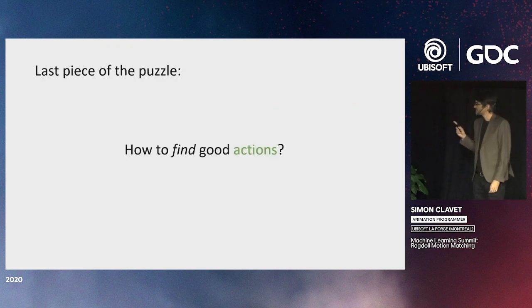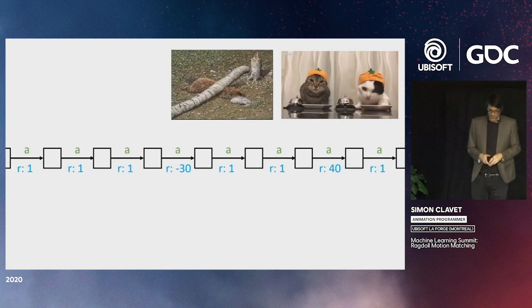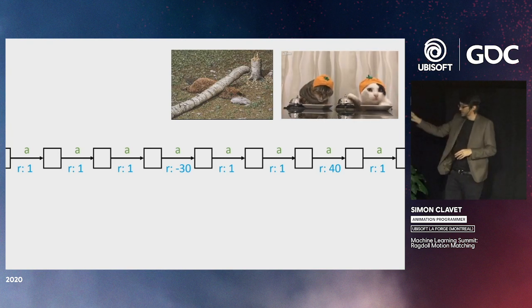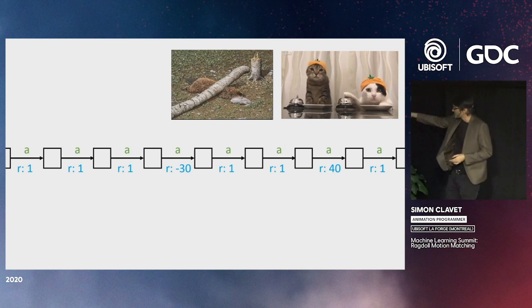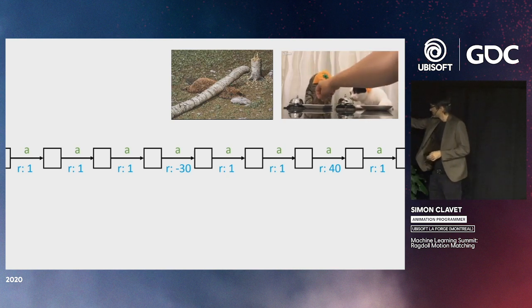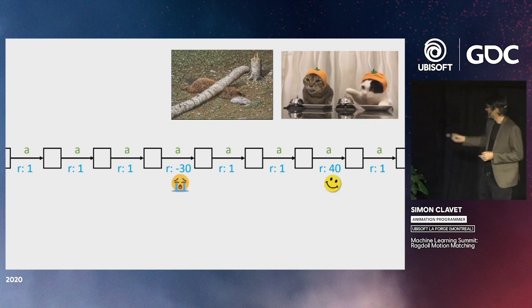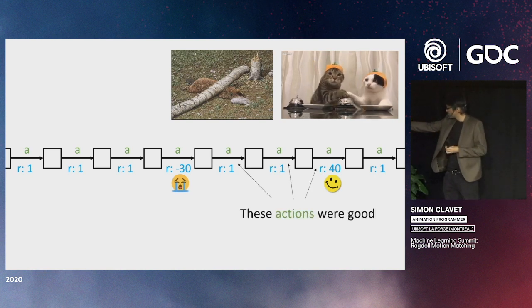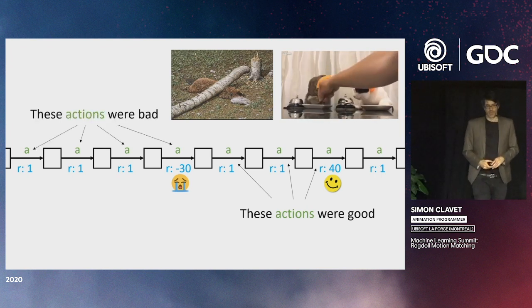So the last little piece of the puzzle: how to find good actions. There are lots of things to think about. Let's look back at our little cats and our little beaver there, but let's look at one trajectory. Different actions. Let's say all the little A's are different actions, and you get different rewards. Look at the little rewards. You got a minus 30 there, that means that's bad. And the 40 there, that's fun. So it probably means that the actions that led to the good reward were good. And the bad actions before the big bad reward, those were bad actions.